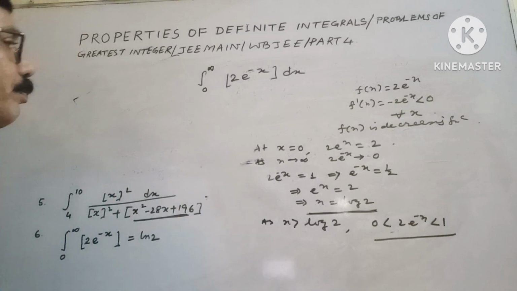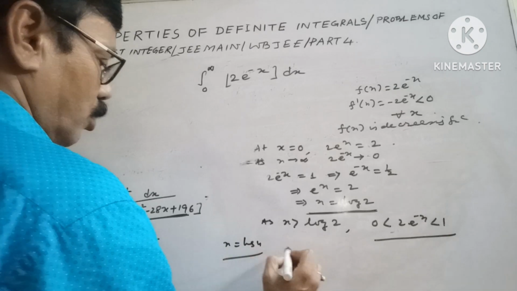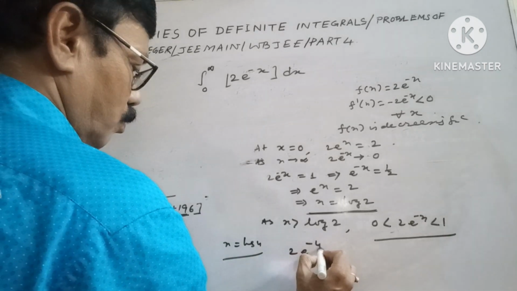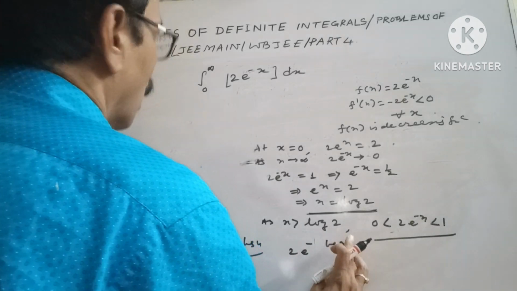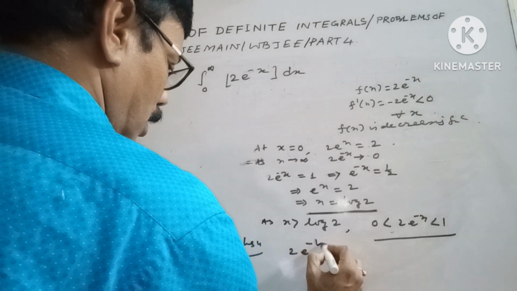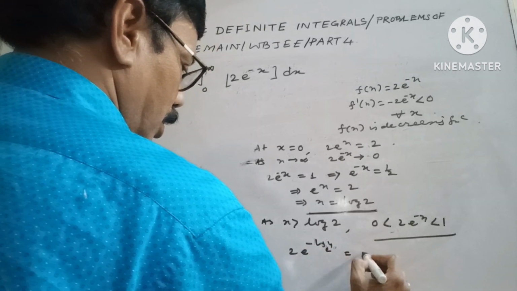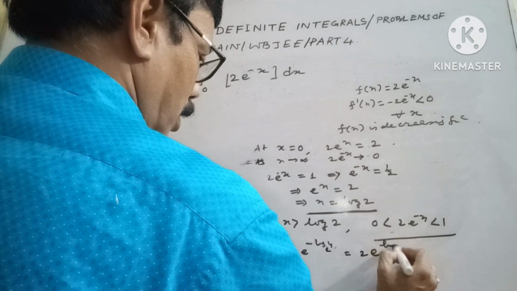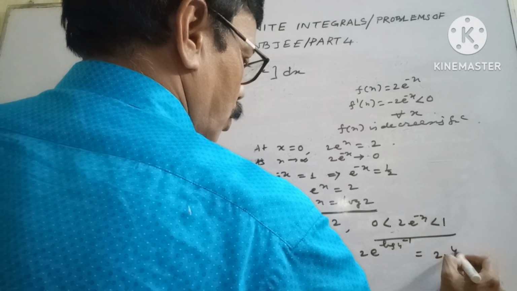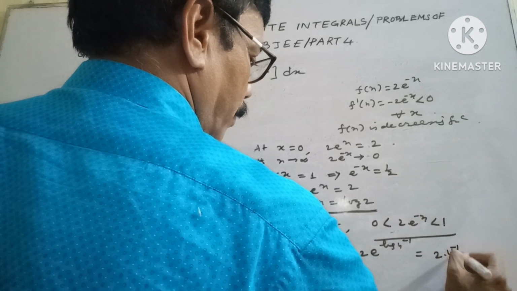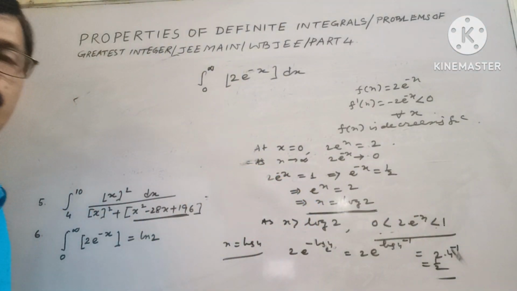Suppose if you take x equals log 4, then 2 e to the power minus log 4. The base is e. So 2 times e to the power log 4, to the power minus 1. So this is 2 and this is 4 to the power minus 1. So this is half. So its value lies between 0 and 1.